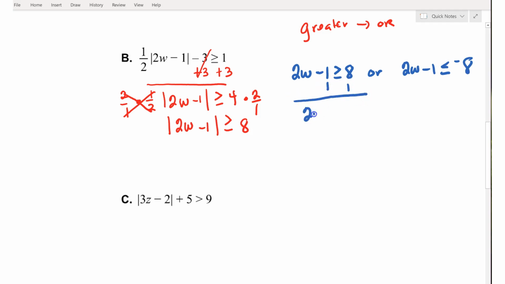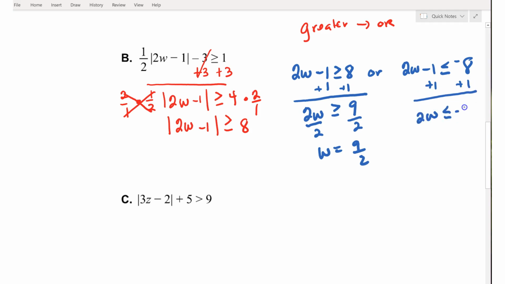So you have 2w is greater than or equal to 9, divided by 2. So you have 9 over 2, which is roughly 4.5. You add 1 to both sides. So you have 2w less than or equal to negative 7, divided by 2. So w is less than or equal to negative 7 over 2, which is negative 3.5.